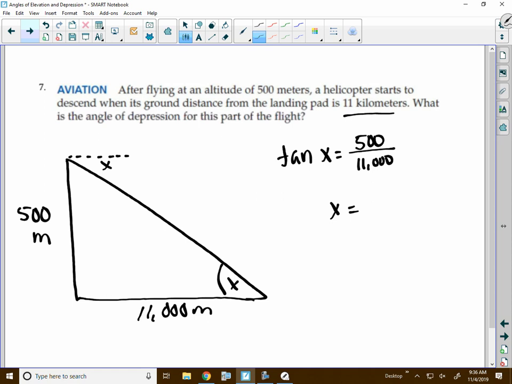Okay, this one is where you do inverse tangent. So you do inverse tangent of your fraction in your calculator. Why do we do inverse tangent on this one? Because you're looking for an angle. So anytime you're looking for the angle is where you do the inverse. Very narrow angle. Should get 2.6 degrees. Again, do not draw this down.